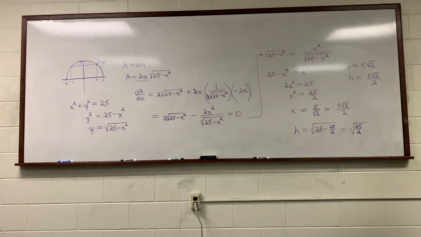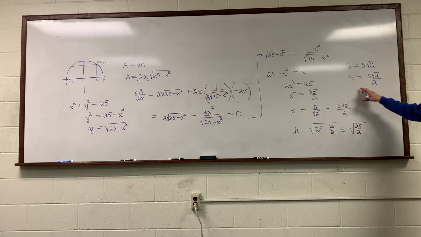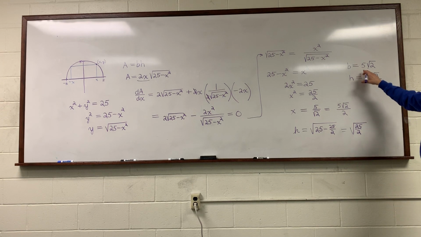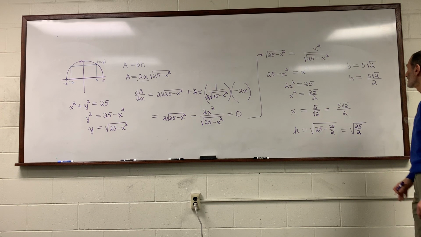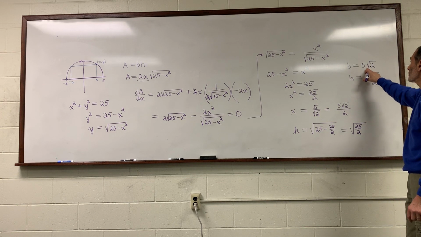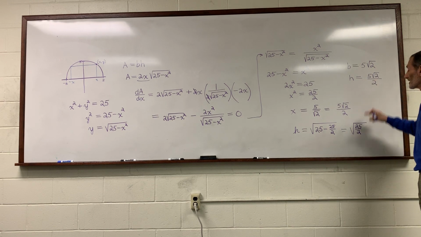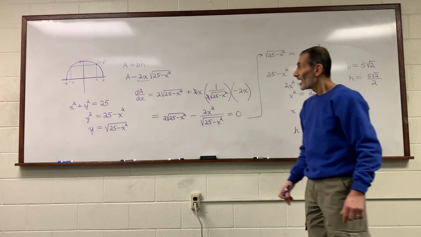And if we wanted the actual area of the rectangle, then we would simply multiply the base times the height, which appears to be 25. Since 5 times the square root of 2 times 5 times the square root of 2 would be 25 times 2 is 50 divided by 2.